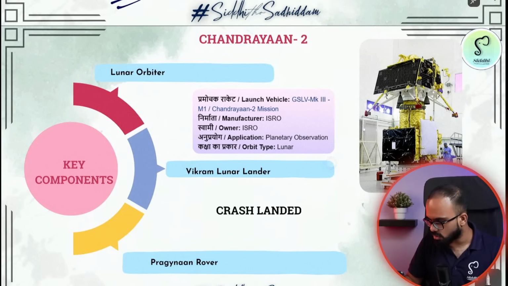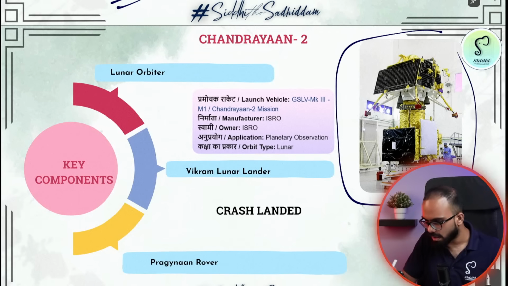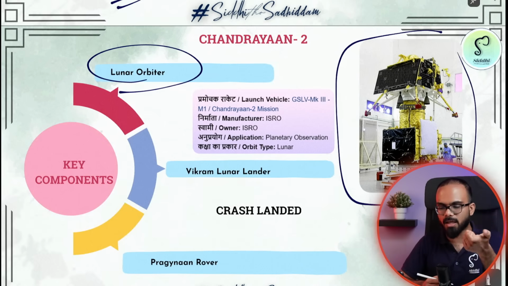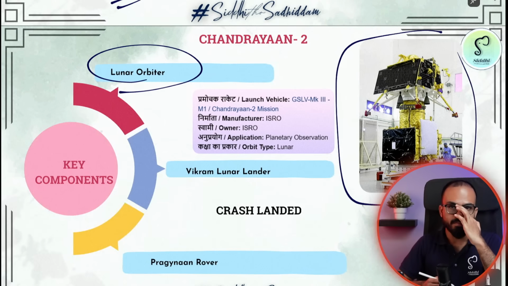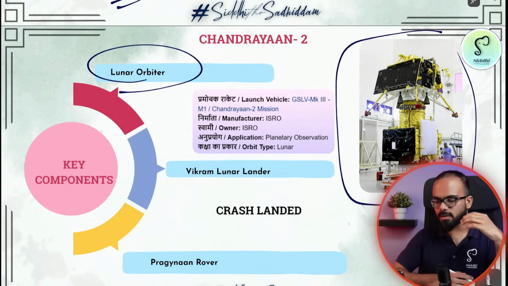So Chandrayaan 2 had an orbiter. Now you tell me, what is the purpose of the orbiter? This is Chandrayaan 2 basically. What is the purpose of the orbiter? You tell me now, what is the purpose of the lunar orbiter in Chandrayaan 2?